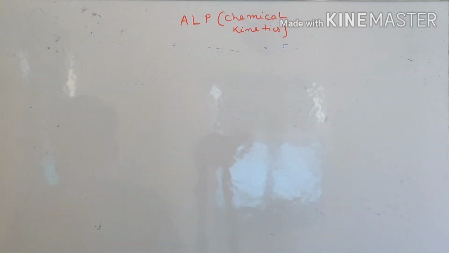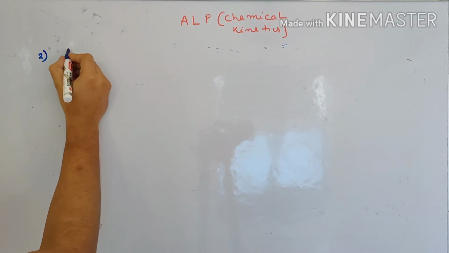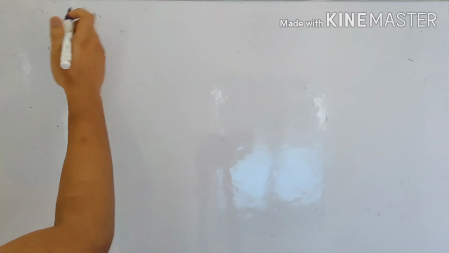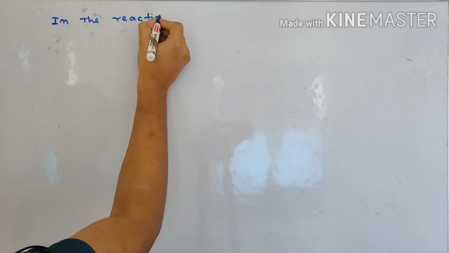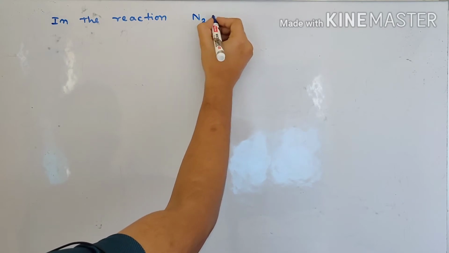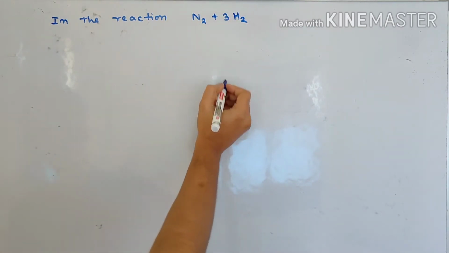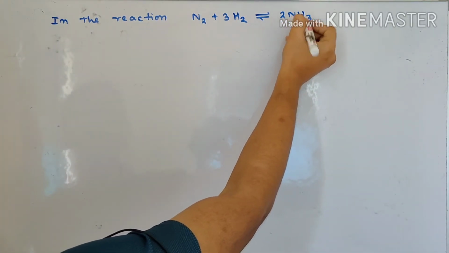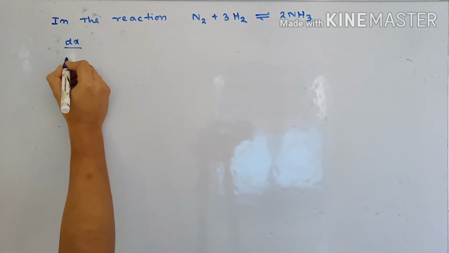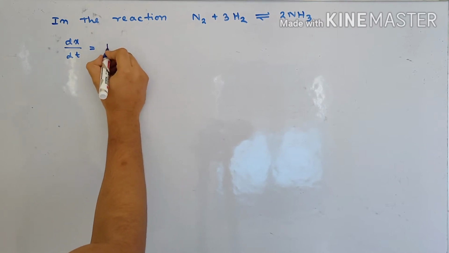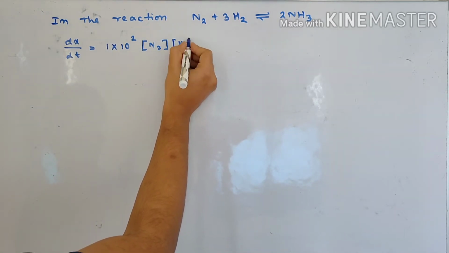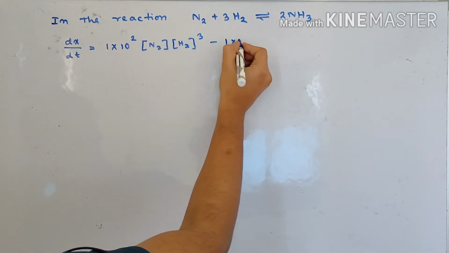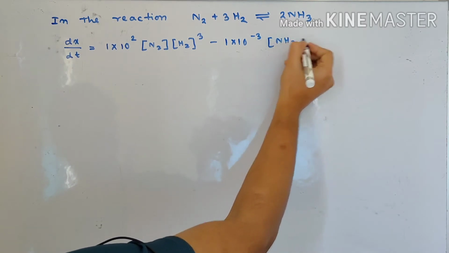Now let us look into the next problem. The next problem is also based on a similar concept but not exactly the same. The second one for today: I'm erasing this part so we can utilize the full whiteboard. In the reaction N2 plus 3H2 giving rise to 2NH3, it is given dx by dt. I hope you have understood what they are suggesting. 1 into 10 to the power 2 N2 H2 cube minus 1 into 10 to the power minus 3 NH3 square.